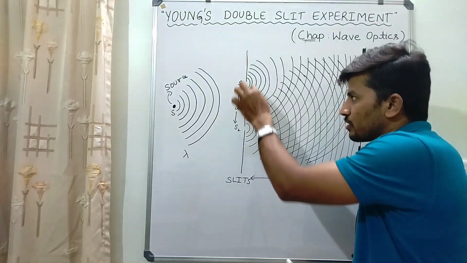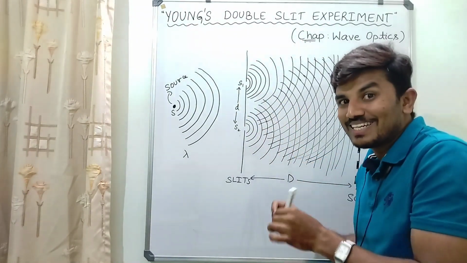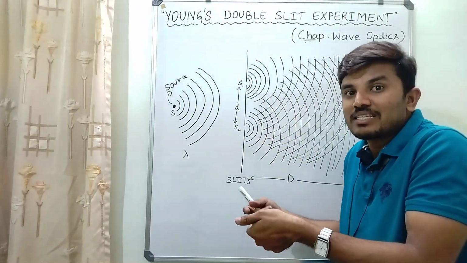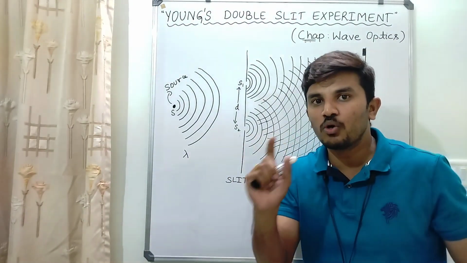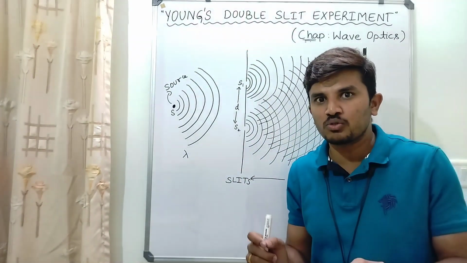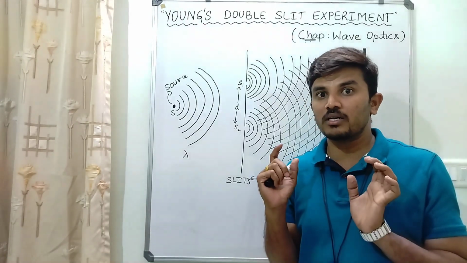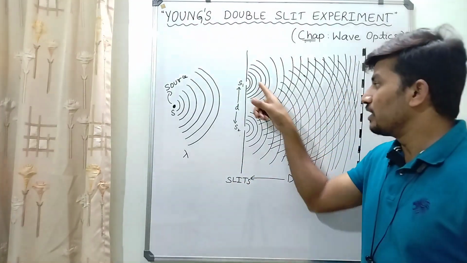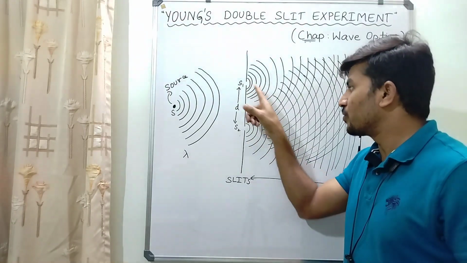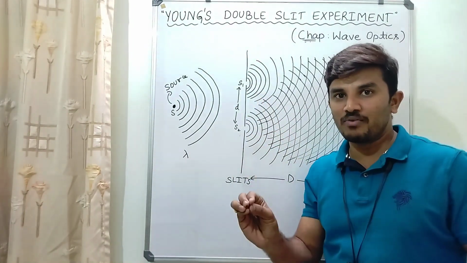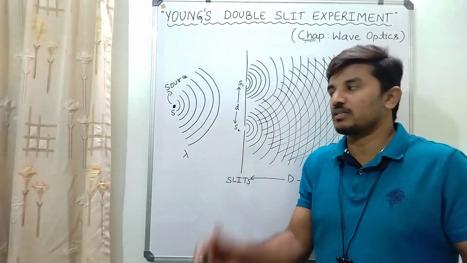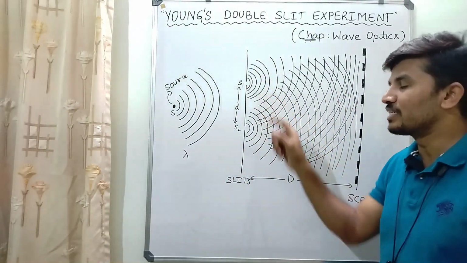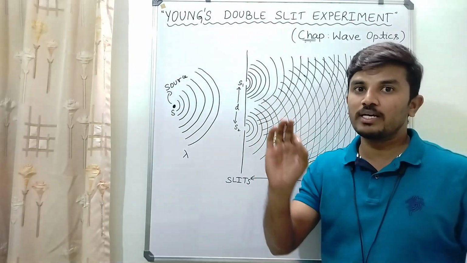So these two slits act as sources, and those two sources are called coherent sources. What is the meaning of coherent source? Very important question for 1 mark or 2 marks. The waves which are coming out of slit 1 and slit 2 will have the same wavelength and the same phase or a constant phase difference. So that's why these two slits are considered as coherent sources.